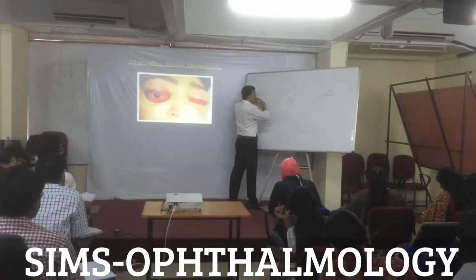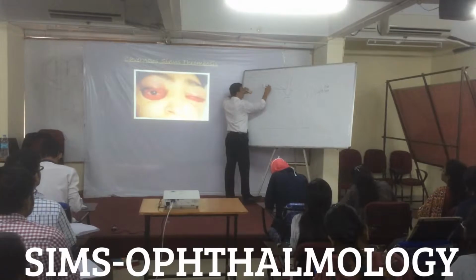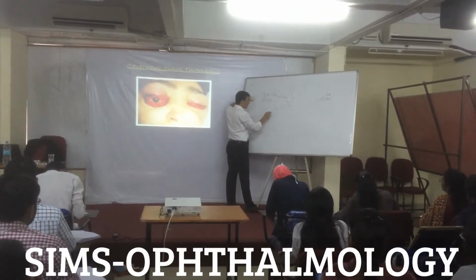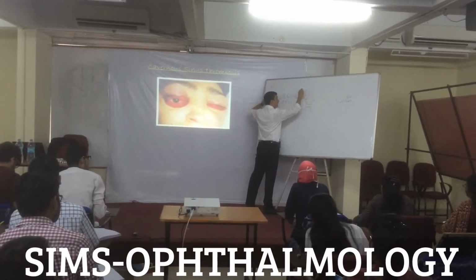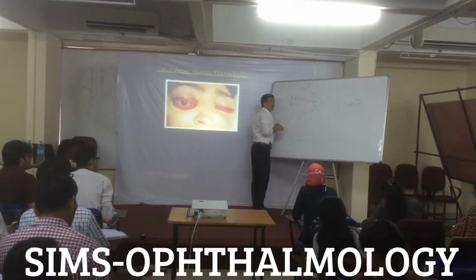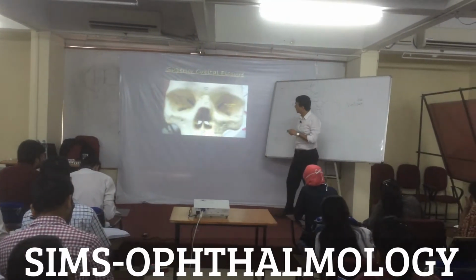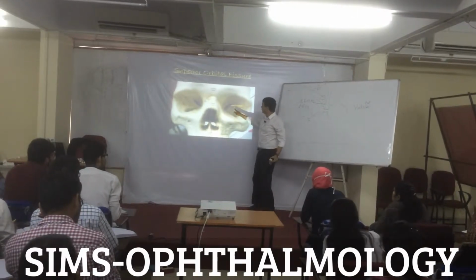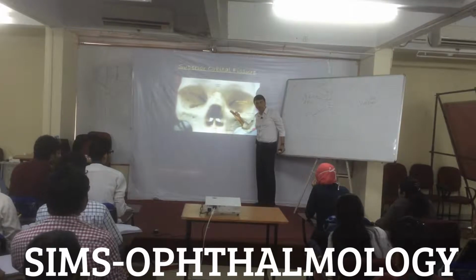See, there are three structures very close to each other. This is the structure one, called the orbital apex. Right next to it is the cavernous sinus, and close to the orbital apex there's another structure, very similar, called the superior orbital fissure. These three structures are all close together. This is the superior orbital fissure, right next to the orbital apex, and just behind that is the cavernous sinus.